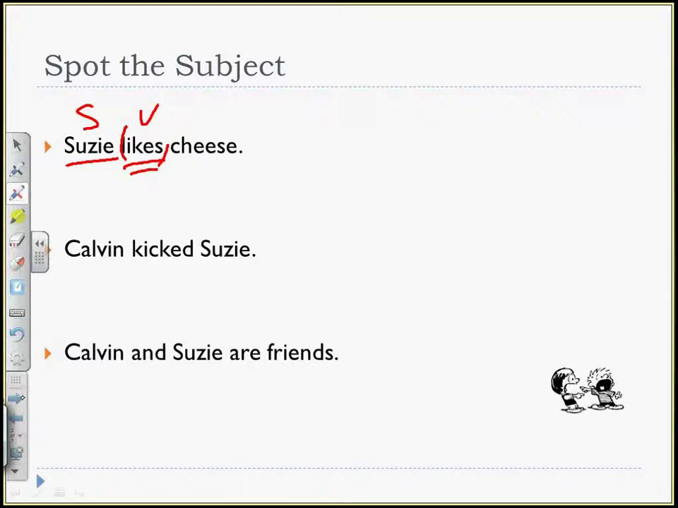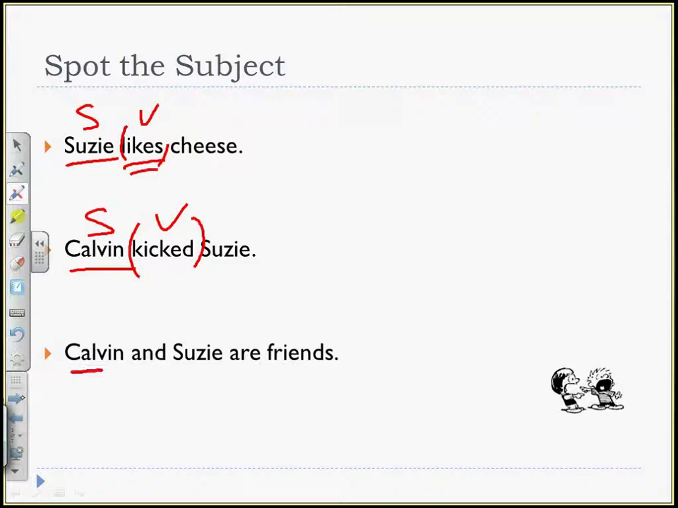In the next sentence, Calvin kicked Susie. Calvin is your subject. That's the something. Kicked is the verb. That's the doing something. Calvin kicked Susie.